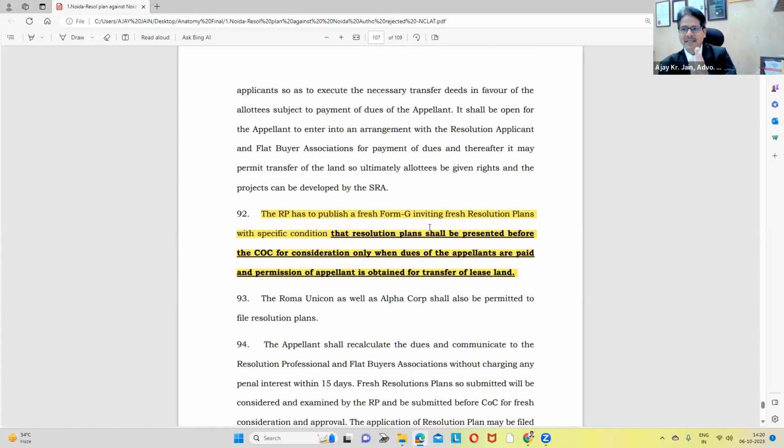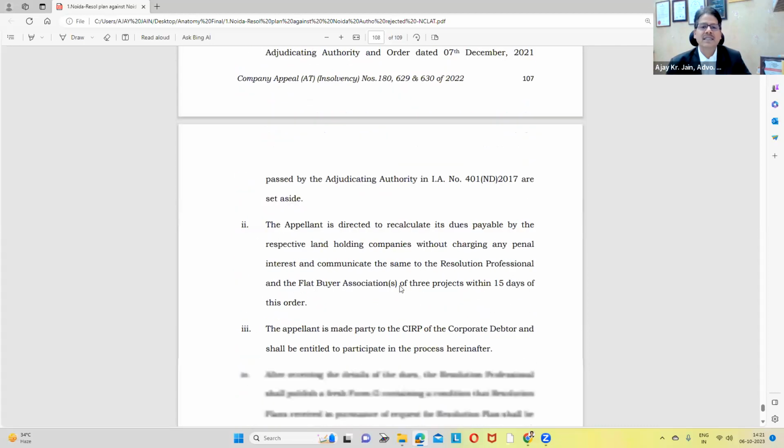Now see, when it started in June 2018, this CIRP started. In 2023, this order passed. Now RP will publish Form G again. It is again going back to a fresh start of CIRP, and it will invite resolution plans from other applicants or other bidders. So this is the order.